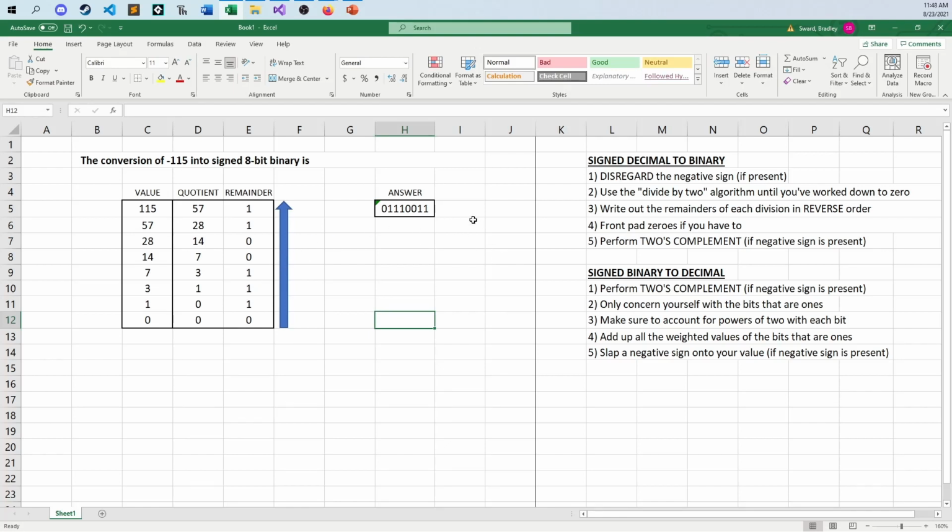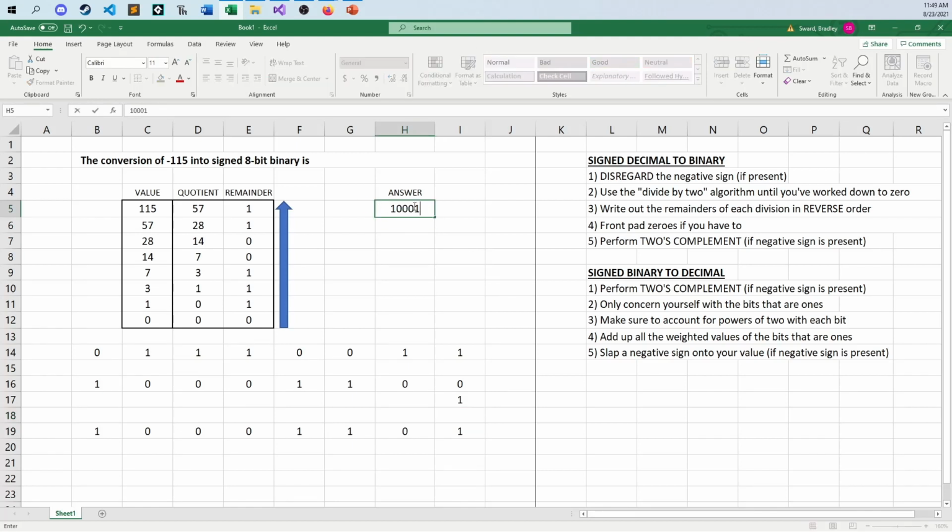So now I've got to use the 2's complement to convert positive 115 into negative 115. So 0, 1, 1, 1, 0, 0, 1, 1. Now do the not operation, bitwise not, and then add 1 at the end. So we end up with 1, 0, 0, 0, 1, 1, 0, 1. That is our answer here. So that should be negative 115 in binary.